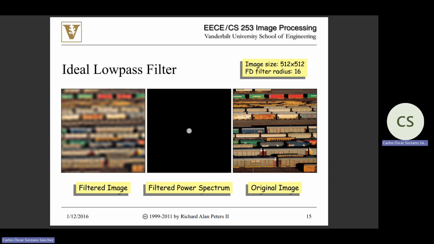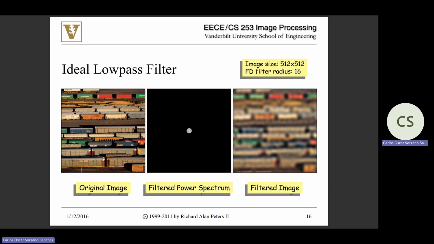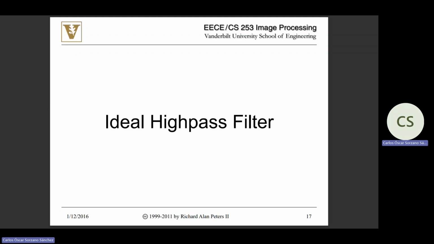And then you do the inverse Fourier transform, and this is what you get. So what you have is a blurred version of the original image. How much it is blurred depends on how large this filter is. Okay. Very good. Then, yeah, this is the same image, so that you can compare. Okay, good. Now let's do an ideal high pass filter.